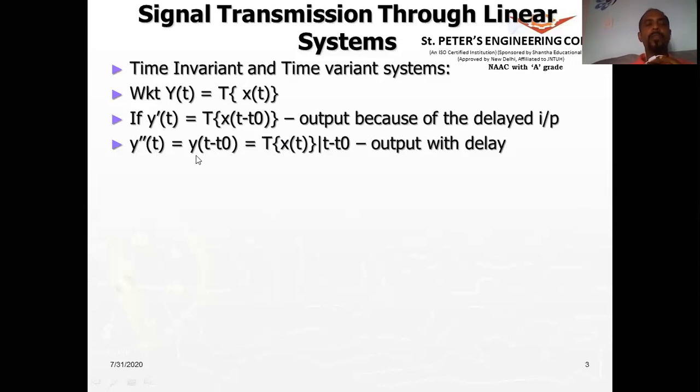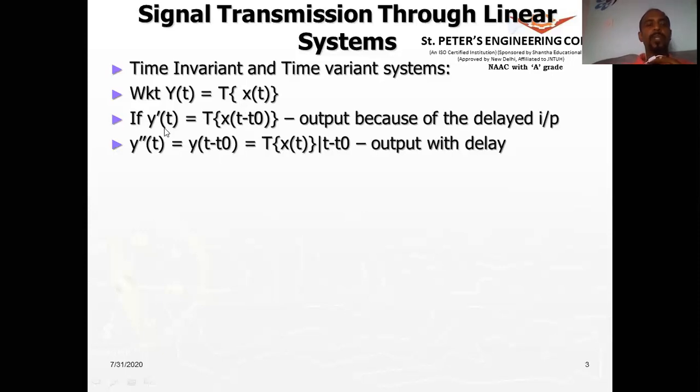All right. And we are going to call that output the output with delay. That means the output, we have delayed it by an amount t minus t naught. So we have got two outputs, y dash of t and y double dash of t. Now, if y dash of t is equal to y double dash of t, then we say that the system is time invariant. That means a delay in the input results in a delay in the output. That's what these two equations mean.